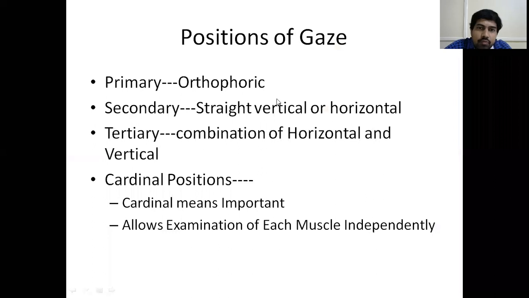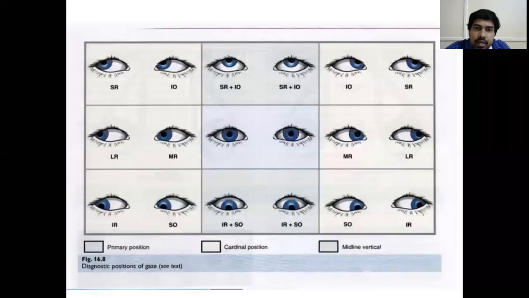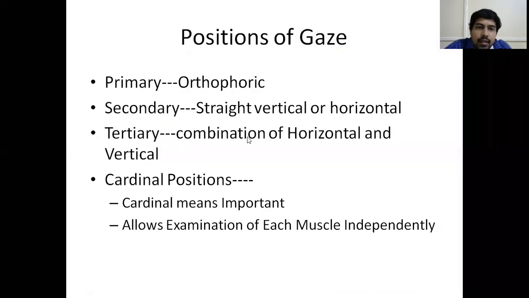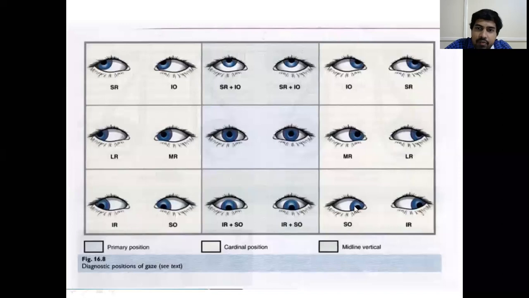So primary gaze is orthophoria, both eyes looking straight. Secondary gazes are straight movements, either vertical or horizontal. Vertical is elevation, depression. Horizontal is dextroversion, levoversion. They are horizontal movements. And then tertiary position is a combination of horizontal and vertical. So what is that? Either dextro-elevation, dextro-depression, levo-elevation, levo-depression. These are called tertiary positions because they involve both horizontal and vertical movement. For example, if you take dextro-elevation, the eyeball should first rotate towards the right side and then get elevated. So as two movements are included, they are known as tertiary positions of gaze.